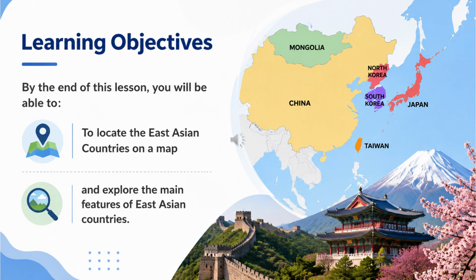The second objective is to explore the main features of East Asian countries. This means we will learn about their geographical features such as mountains, rivers, plains, islands, climate, and other important characteristics that make each country unique. As you can see on the map, East Asia consists of many countries like China, Mongolia, North Korea, etc. Let's learn about them.